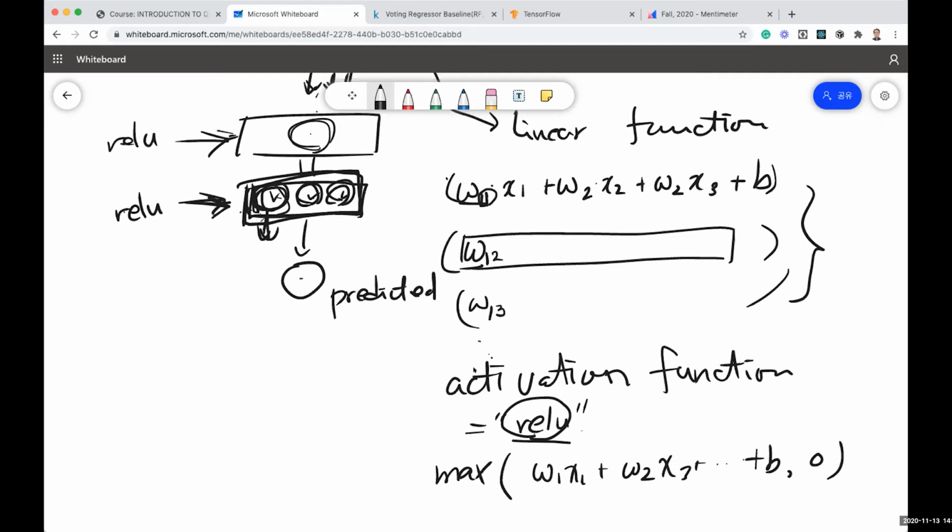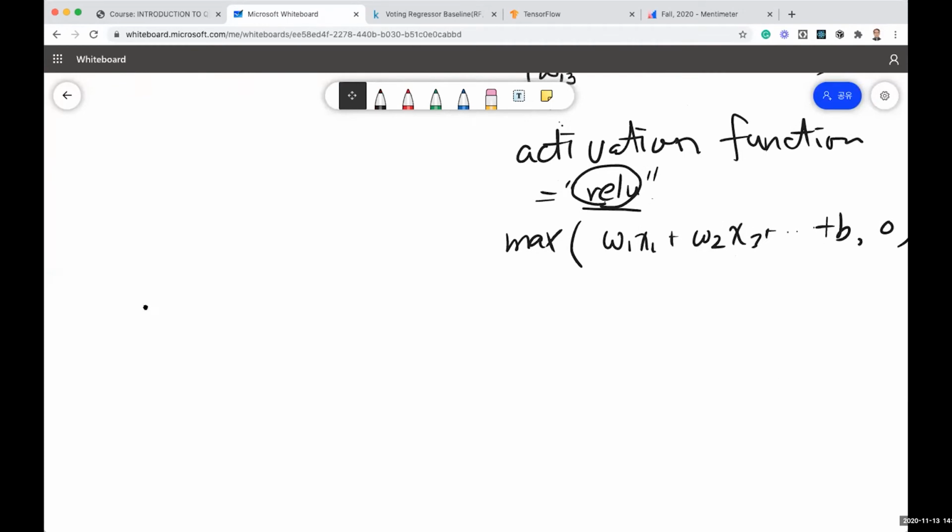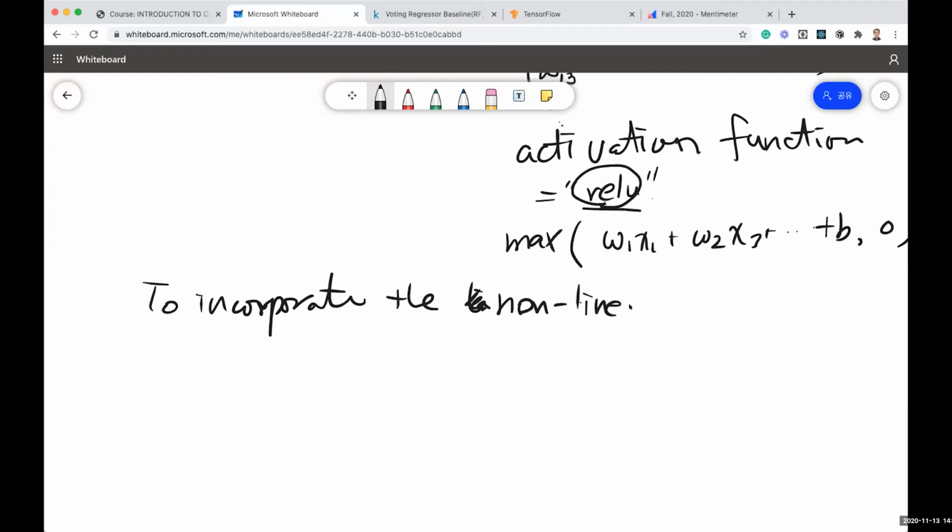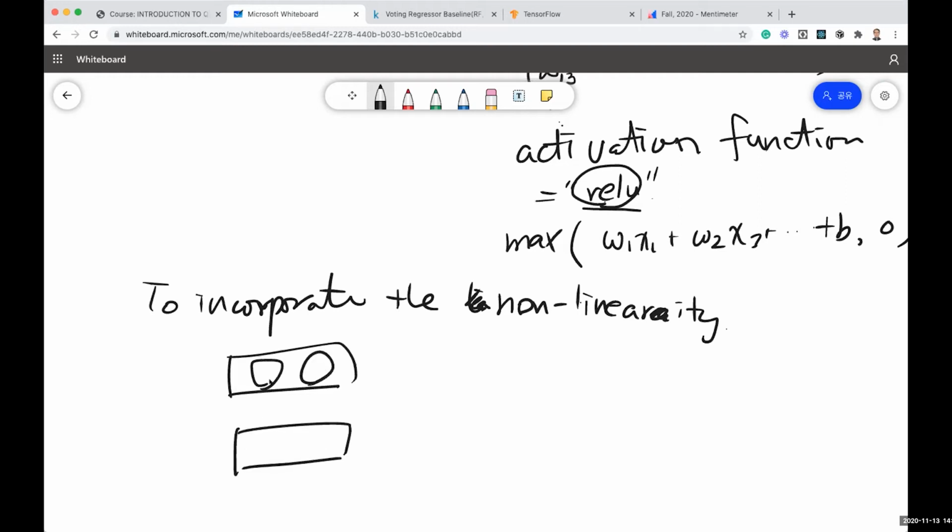Then why do we apply the activation function? The reason is really simple. The reason is to incorporate non-linearity. I don't know if the spelling is right or wrong. So for example, I have two layers, and in the first layer, I have two nodes, and here is one node.